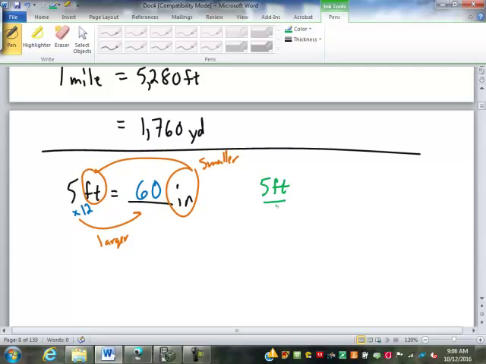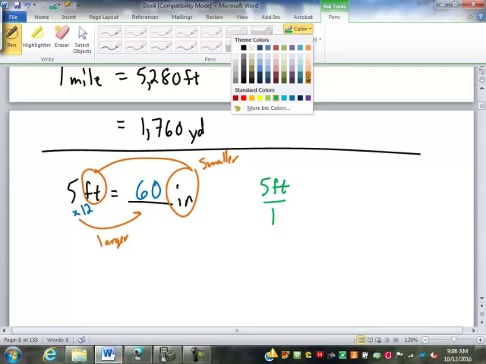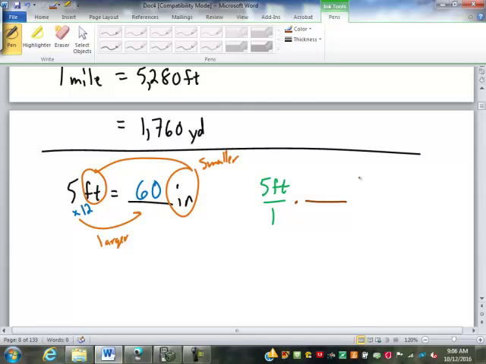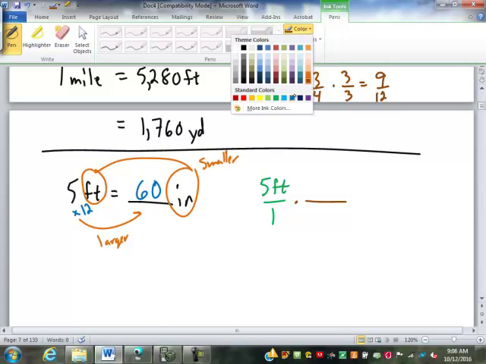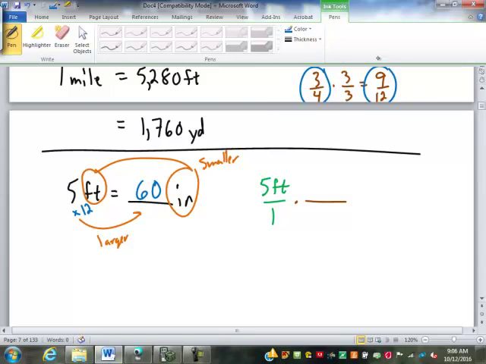We could do 5 feet over 1, and then use a conversion fraction. Remember when we had 3/4? We multiplied by 3 over 3, turn it into 9/12. We said 9/12 and 3/4 have exactly the same value, because what we multiplied by here was 1. We called that a unity fraction. When we multiplied by 1, we could change the appearance, but it does not change the value.